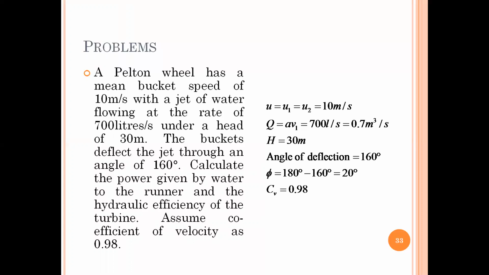The head here, the net head is given. In case the gross head is given, they will be giving you other details. So the net head H, capital H, is equal to 30 meters. The angle of deflection is 160. So if the angle of deflection is given, phi value can be calculated as 180 minus 160, that is equal to 20 degrees. And the coefficient of velocity is given as 0.98.